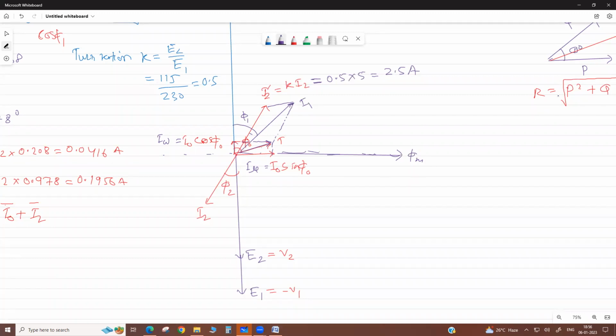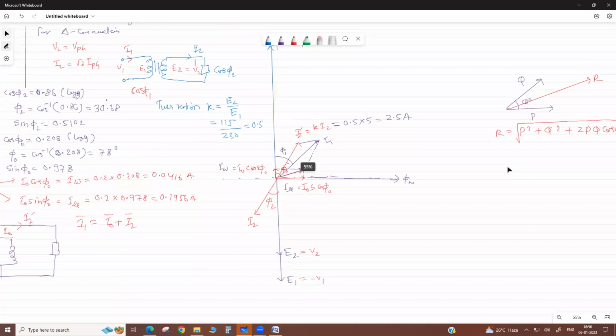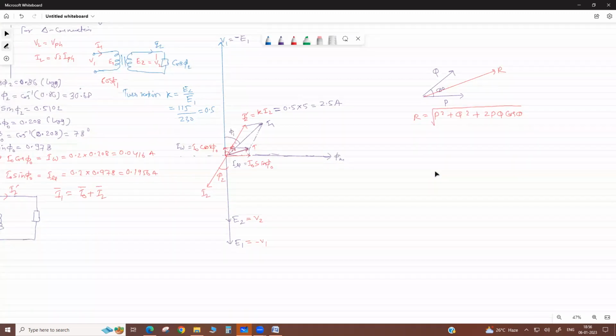So in this case, this formula does not apply, because we do not know the angle between these two, I2 dash and I0. We do not have the phase angle. Then this is not applicable. Now the other method, how we can calculate? Very simple. We resolve the vectors.